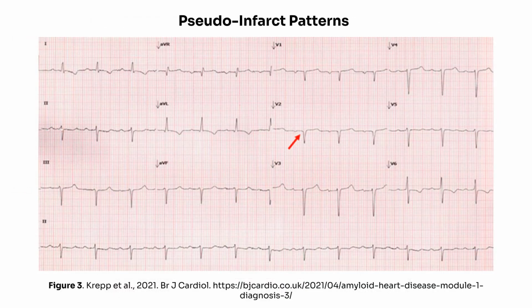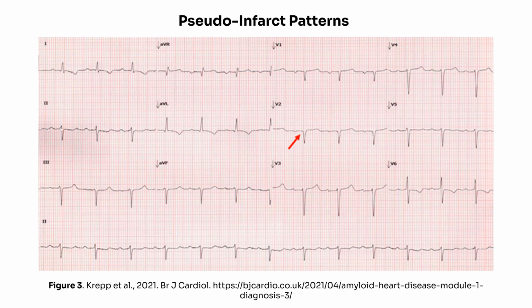Another electrocardiographic red flag in transthyretin cardiac amyloidosis is the pseudo-infarct pattern. This appears as QS complexes in the anterior leads, V1 through V3, or as pathologic Q waves in the inferior leads, which can easily be mistaken for signs of a prior myocardial infarction. But here's the catch. These patients often have no history of coronary artery disease, and coronary angiography usually reveals no obstructive lesions. So what's really going on?